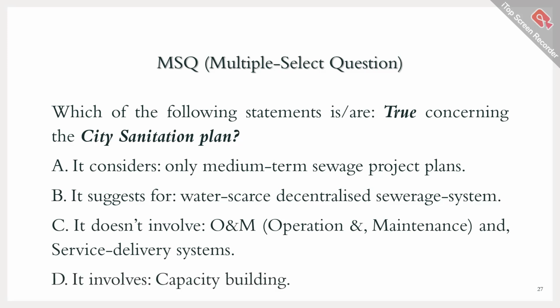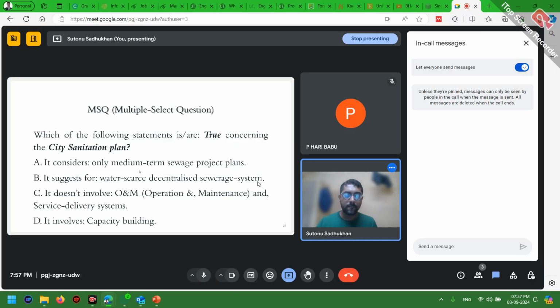Option D is it involves capacity building. Which one or other of the following options are related with CSP, that is city sanitation plan? Just read the options again and type the correct answer in the chat box.